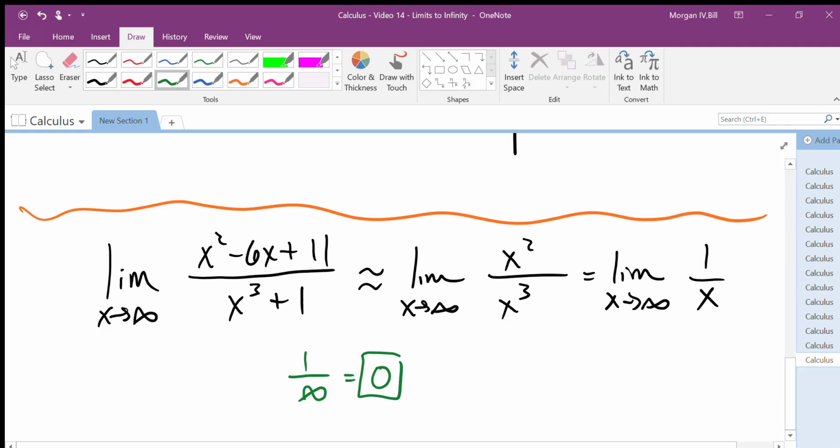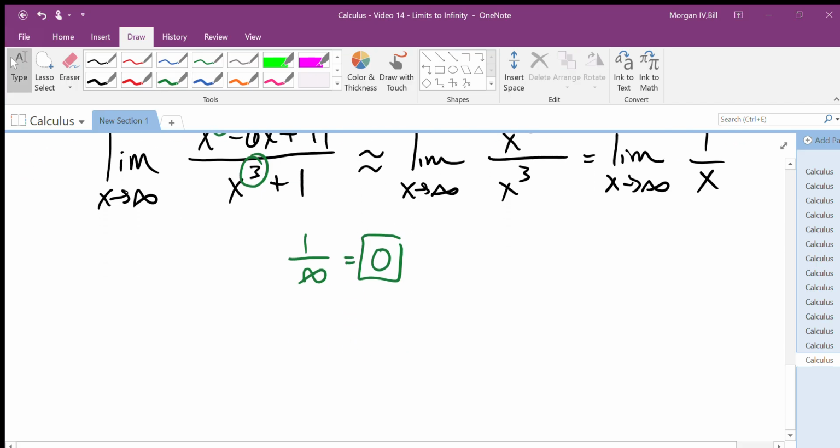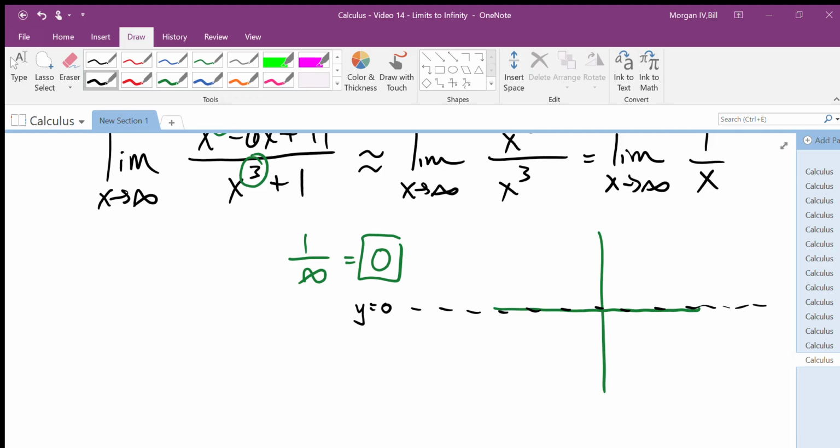Two things to point out here. The degree of the numerator is 2. The degree of the denominator is 3. Anytime that denominator degree is larger, the limit as x goes to infinity of that particular function will go to 0. Second thing, remember back from algebra, when we have this situation, we end up with a horizontal asymptote at y equals 0, with our function, whatever it ends up looking like, approaching that horizontal asymptote.